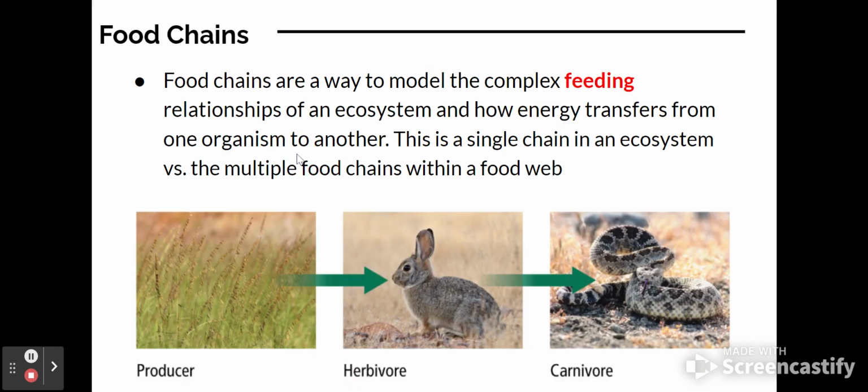Now, food chains are a way to model the complex feeding relationships of an ecosystem, how energy transfers from one organism to another. This is a single chain in an ecosystem versus the multiple food chains in a food web that we'll look at in the future. So here we go straight from the grass, or the grains, which are the producers or the plants, to the herbivores, like the rabbits that eat the plants, and then to the carnivore that eats the rabbit.